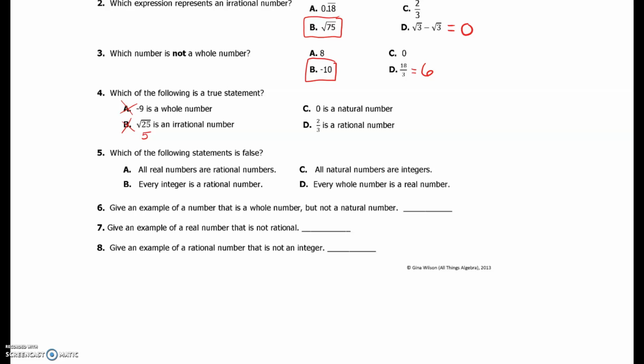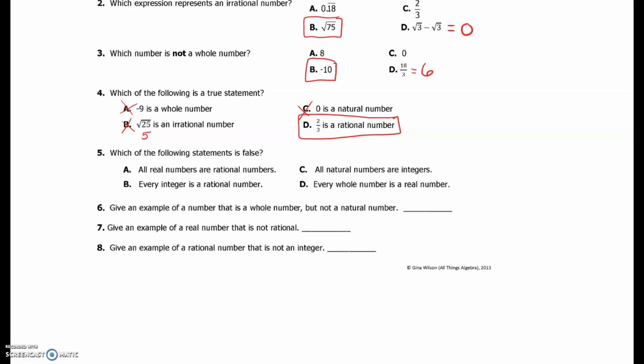0 is a natural number. Well, hopefully after watching this lesson, you know that 0 is a whole number, but it is not a natural number. So C is false. That leaves us with D as our last and final answer, and we see 2/3 is a rational number. Fractions are rational, so 2/3 would be a rational number, making it a true statement.